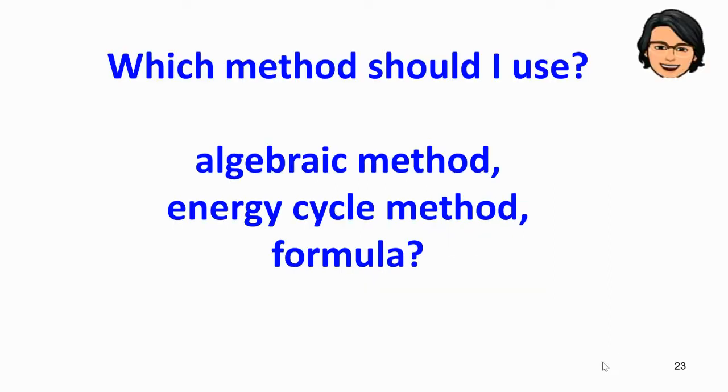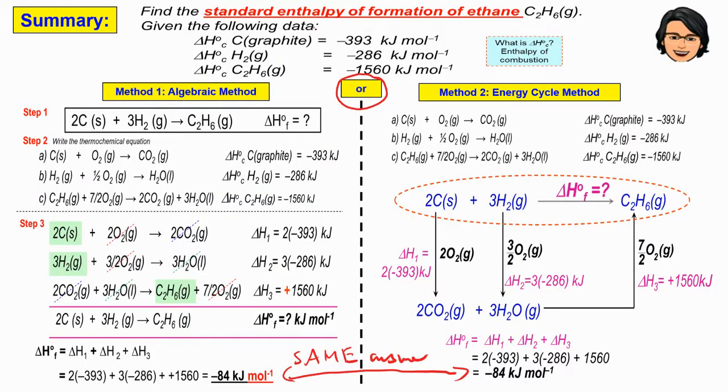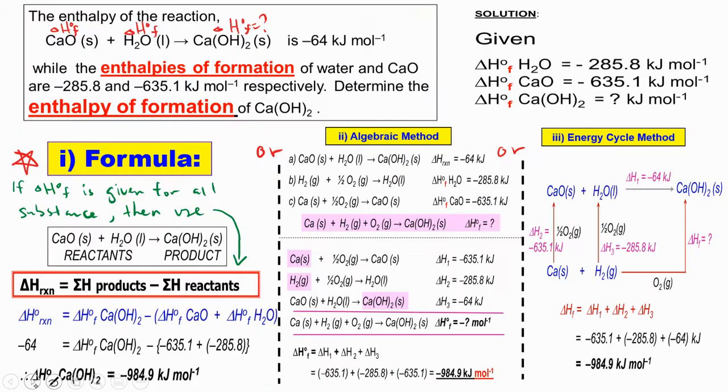Now, as we have learned three methods: the algebraic method, the energy cycle method, and the formula. So which method should you use? Let's look at the question given. If the question just says, find the standard enthalpy of formation for ethane given the following data, the question didn't specify whether you need to use the algebraic method or the energy cycle method. Thus, you can choose either one to solve your problem.